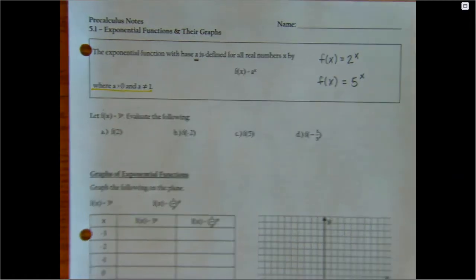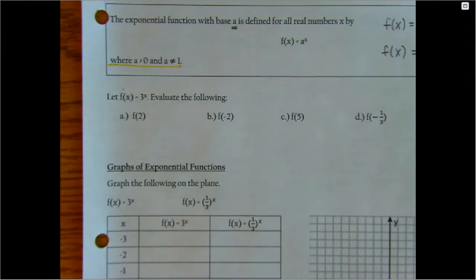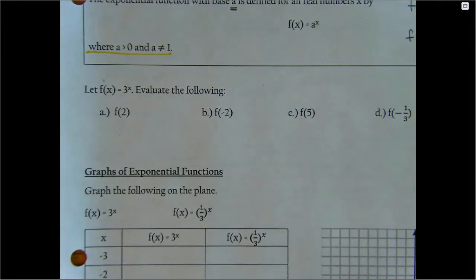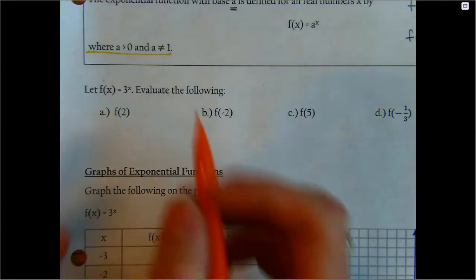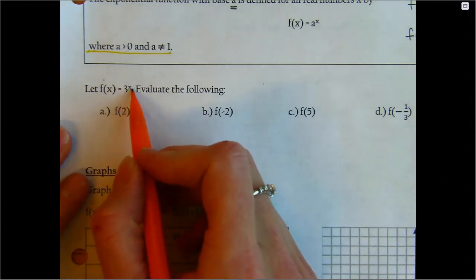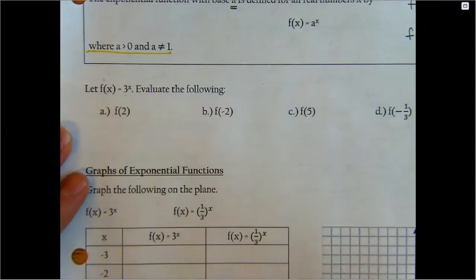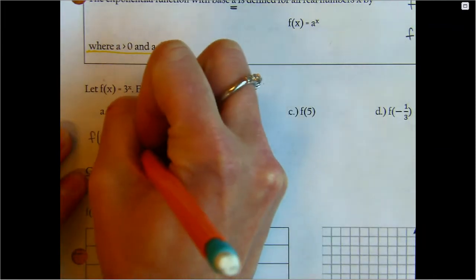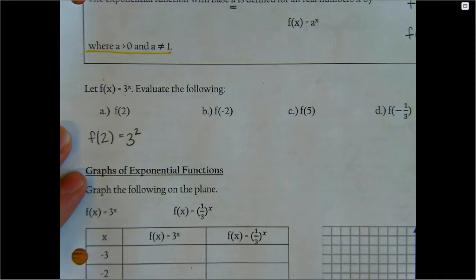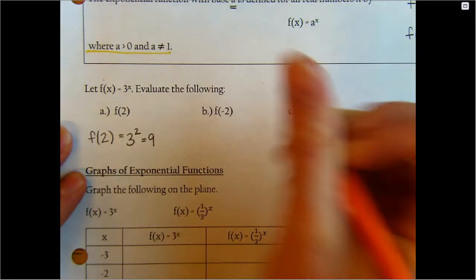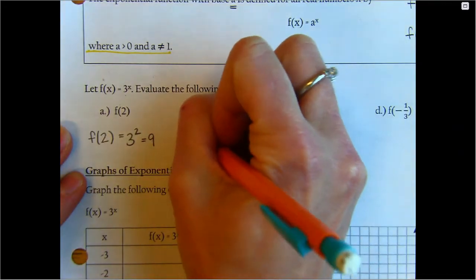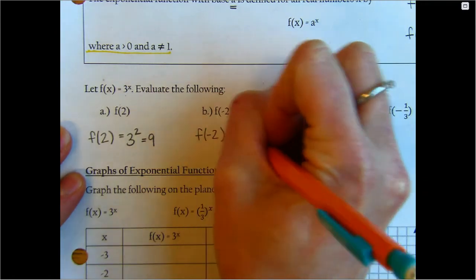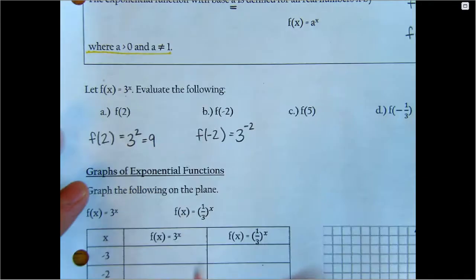So we're just going to first start by evaluating a couple of these exponential functions. So if our exponential function is 3 to the x, our base is 3. So if I want to evaluate f of 2, that means I just want to evaluate 3 squared, which is 9. Okay, so my next one, f of negative 2, is 3 to the negative second power.